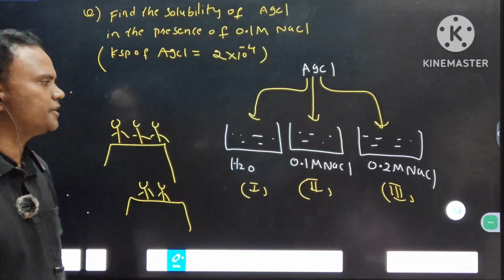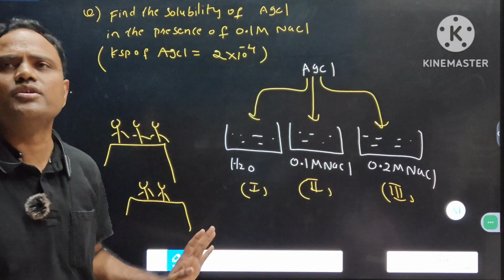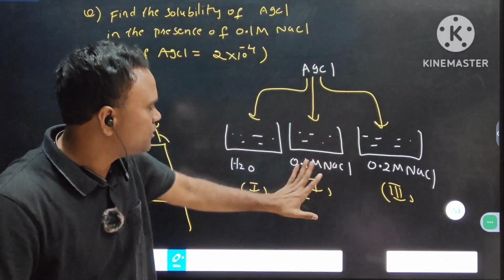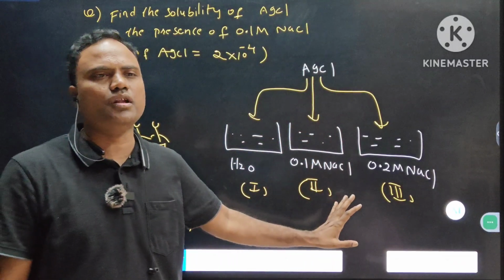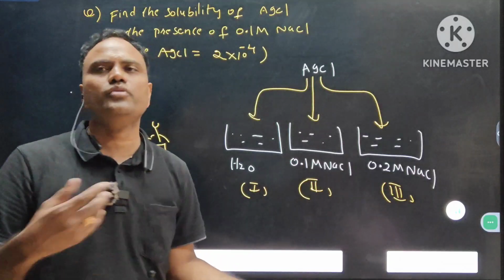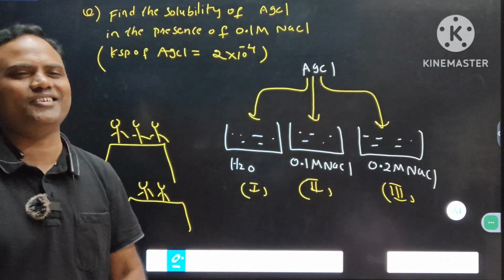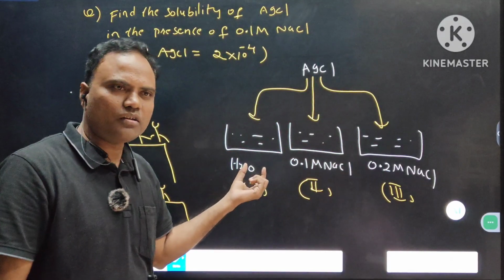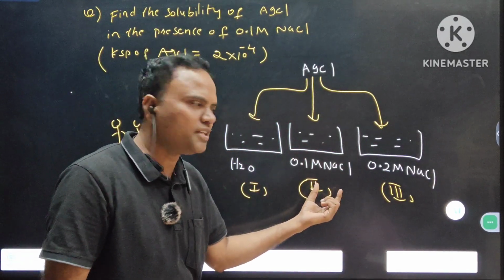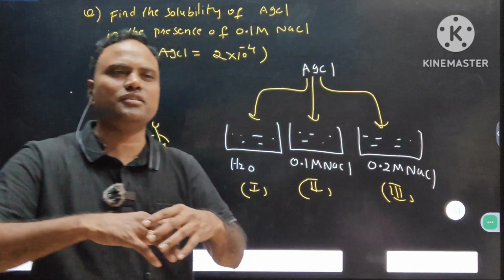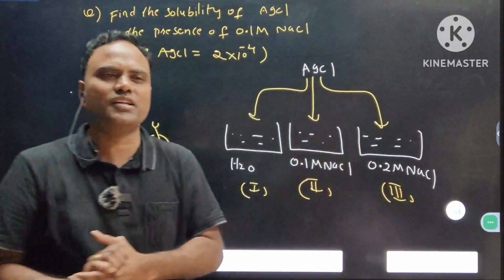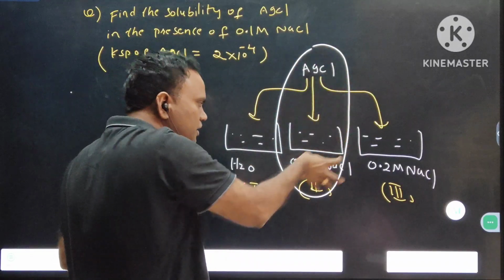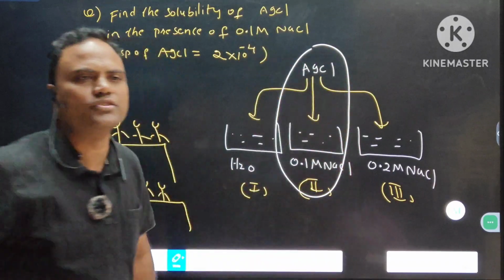Okay. Right. Now see the question. We are going to calculate the solubility of AgCl in the presence of 0.1 molar NaCl. Of course, here solubility is lesser, so we are going to calculate the lesser solubility only. Solubility of AgCl in plain water, in 0.1 molar NaCl, in 0.2 molar NaCl, like that. In different cases, we are going to calculate the solubility. Now I choose this option: solubility of AgCl in the presence of 0.1 molar NaCl.